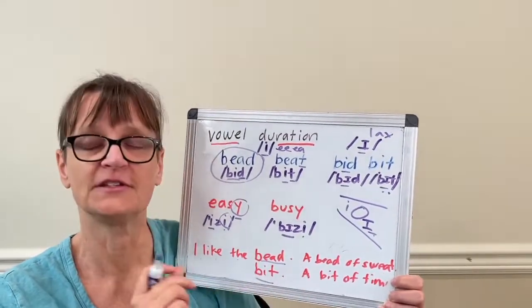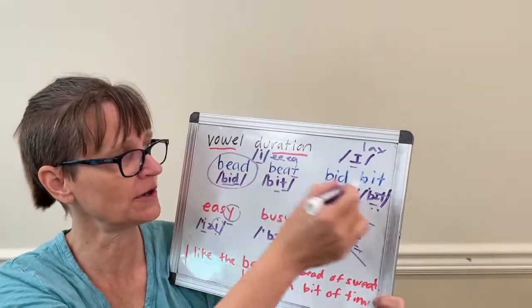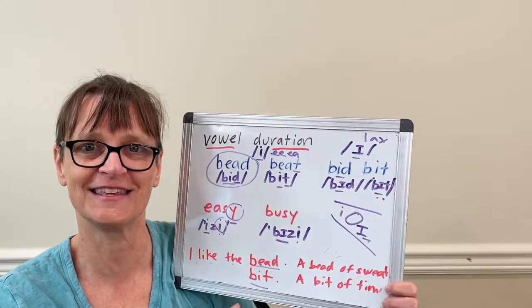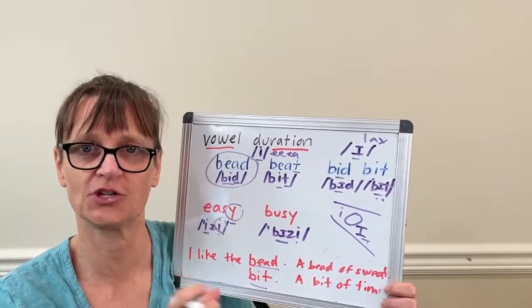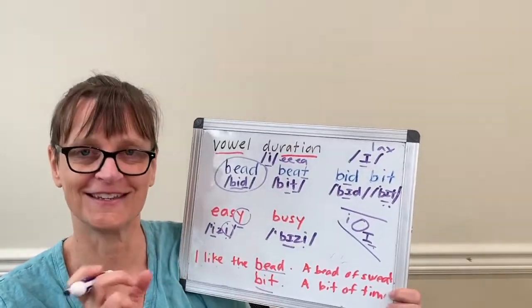Same thing happens. I like the bit. Bit needs to be long. Of course, it's shorter than bead in this context. I like the bead. I like the bit, because the I and the t are shorter in duration, but it's longer than I like the because it's the stressed word.